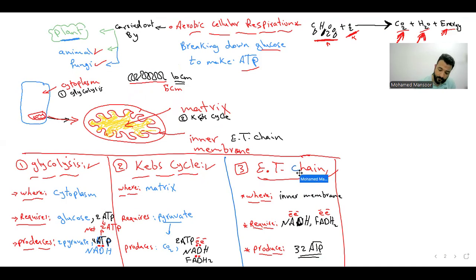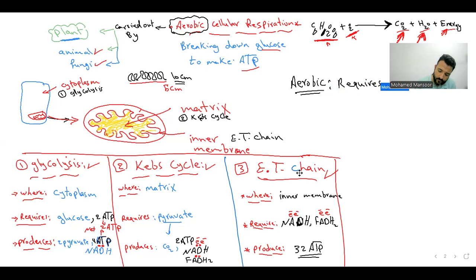Okay, we are almost done. Look at this. What is this word? Aerobic cellular respiration. What is the meaning of aerobic? Aerobic means carried, breaking down. No. Aerobic means requires oxygen.